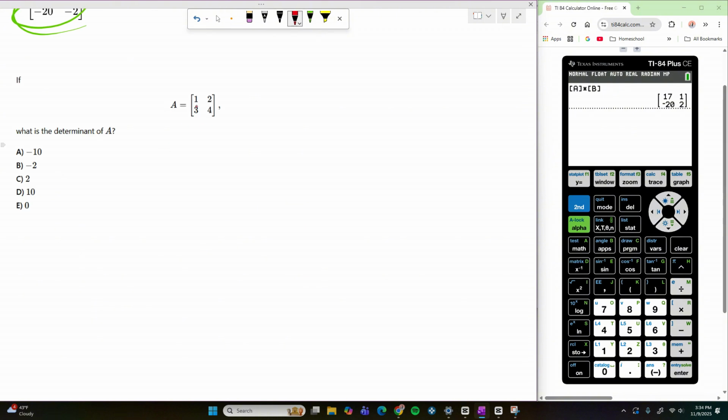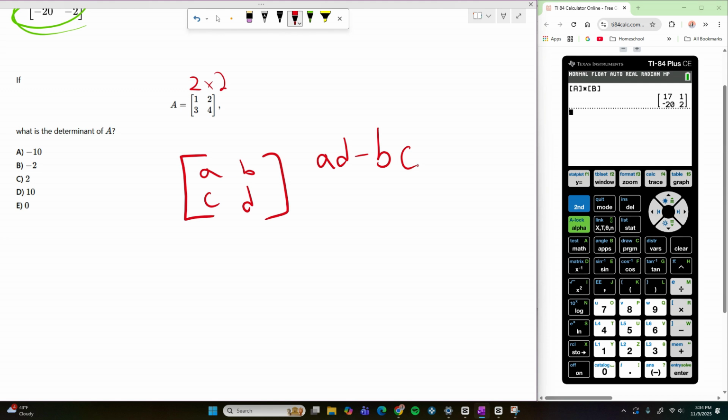If A equals this 2 by 2 matrix, what is the determinant of A? Now, determinant is technically, by definition, if you have a matrix of at least 2 by 2 and you were to label everything as A, B, C, D, you're supposed to take A times D and subtract B times C. And there's a way for a 3 by 3 matrix, for a 4 by 4 matrix, for any kind of matrix where it's the same number on both sides, you can find the determinant.